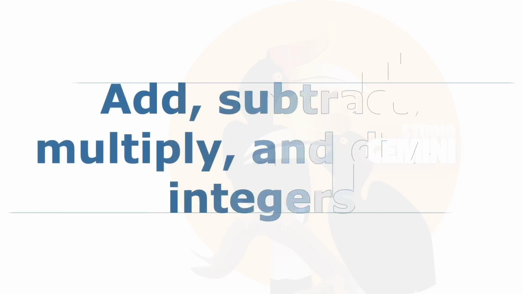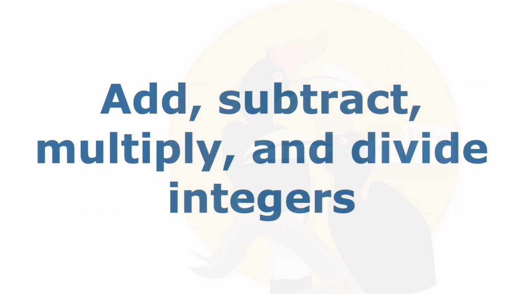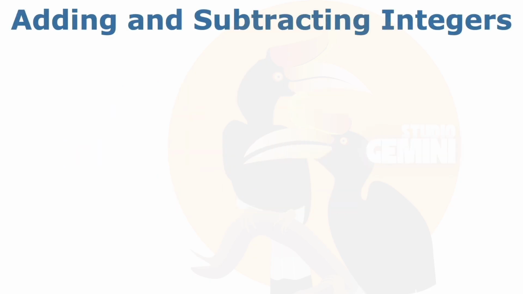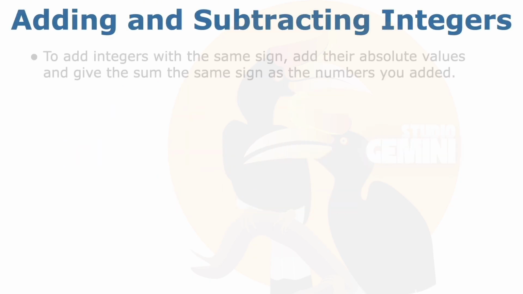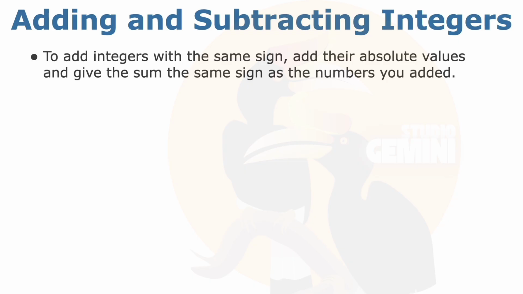In this video, we are going to learn how to add, subtract, multiply, and divide integers. First, let's talk about the rules for adding integers. To add integers with the same sign, add their absolute values and give the sum the same sign as the numbers you added. For example, to add 3 plus 5, we just add to get 8.